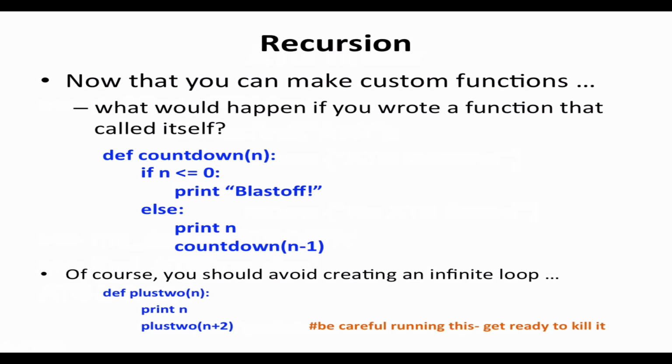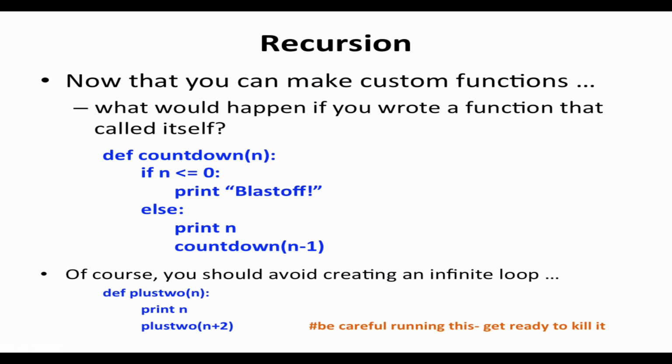Recursion, major topic. Now we're stepping off the diving board into the world of algorithms. And I'm going to have a little aside here in a moment. So now that you know how to make a custom function, what would happen if you made a custom function that called itself? I copied this one from the Think Python book, just in case you're wondering, and hopefully I copied it without typos. So they have this nice little blast-off countdown function.